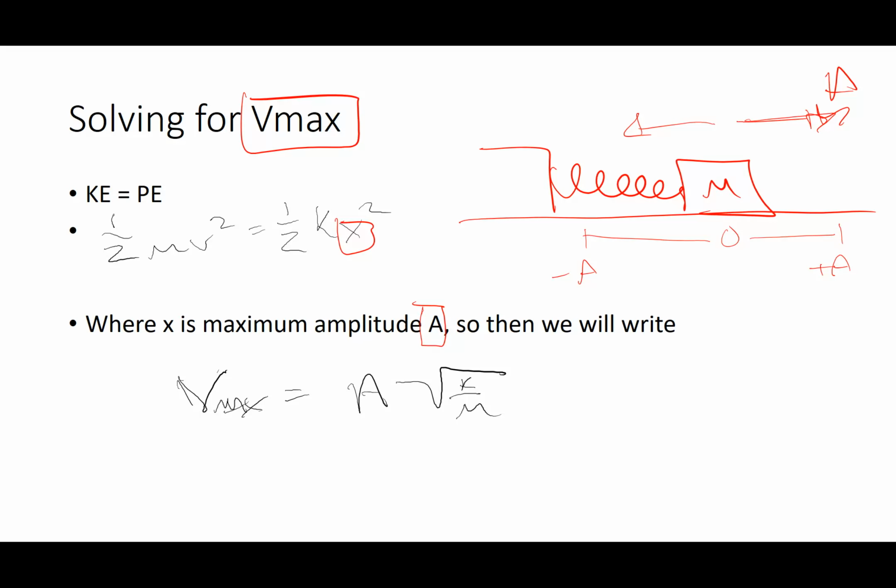So in order to solve for Vmax, you rearrange, the 1/2s go away, looking to solve for v, so it's the square root of k over m, and then A becomes x, and it pops out. So this is the equation that you have in your notes in order to solve. Let's see what solving looks like.